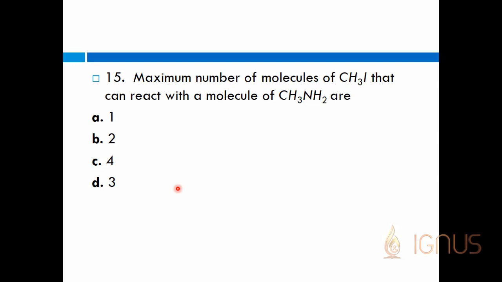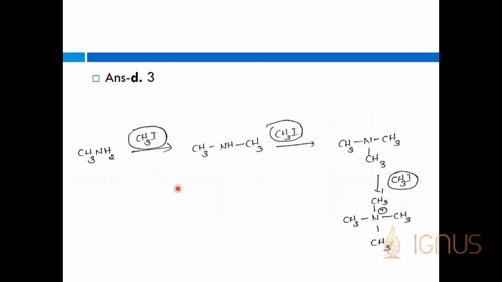Let us discuss the solution for this question. Answer is option D, 3. Here methylamine reacts with methyl iodide to give this product. Here there are two methyl groups attached. Again this will react with methyl iodide to give a tertiary amine. Again this tertiary amine will react with methyl iodide to give a quaternary amine.